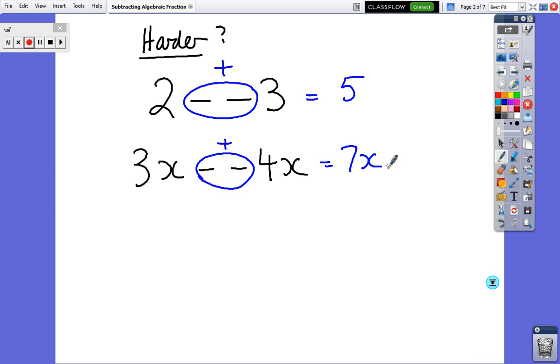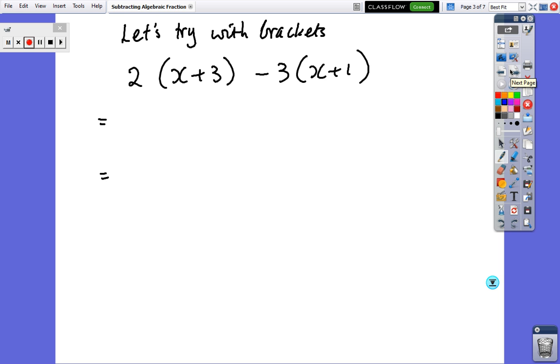Let's see if we can extend that. So let's look at brackets. Before we go, we're not going to fractions yet, we're looking at brackets. So if I've got an expansion, I've got 2 times x is 2x, 2 times positive 3 is positive 6. I'll change colour just to make it exciting. Minus 3 times x is minus 3x. Minus 3 times 1 is minus 3.